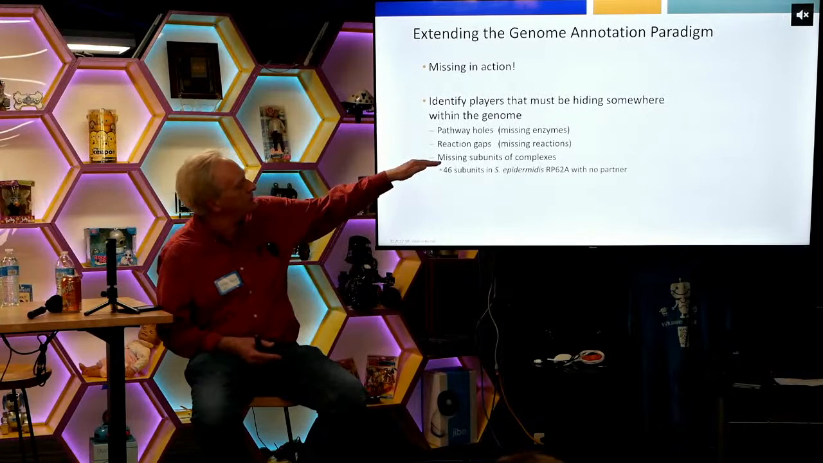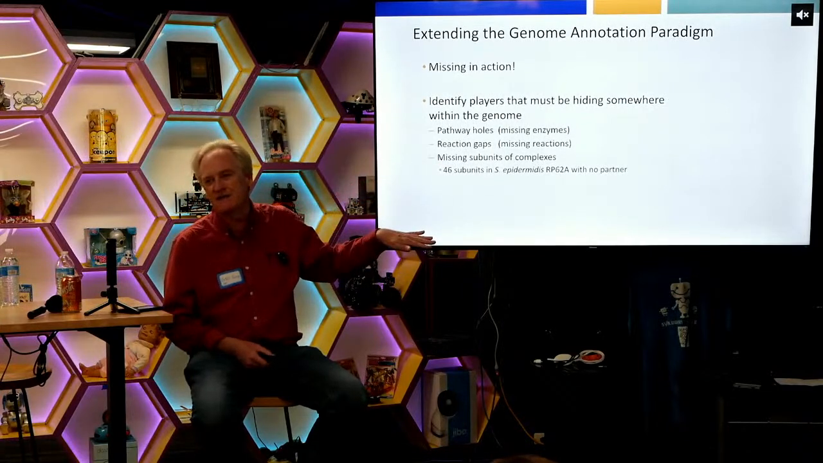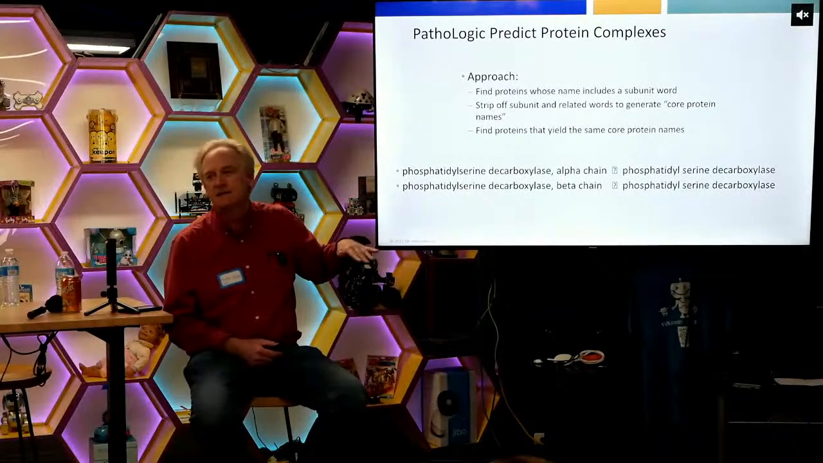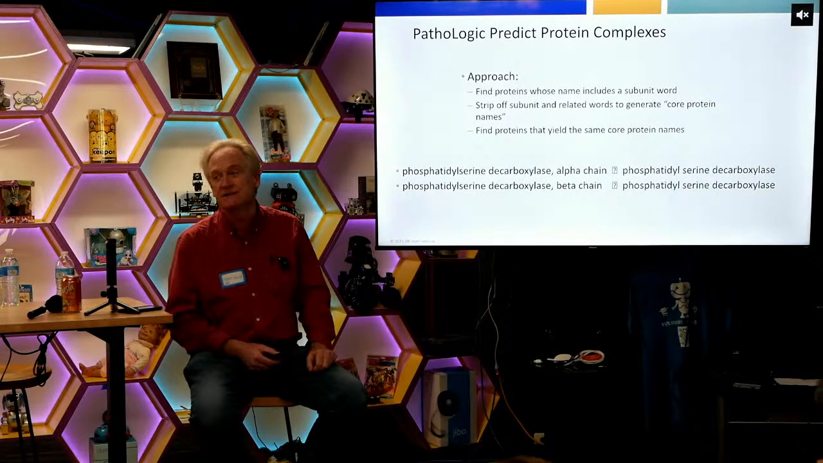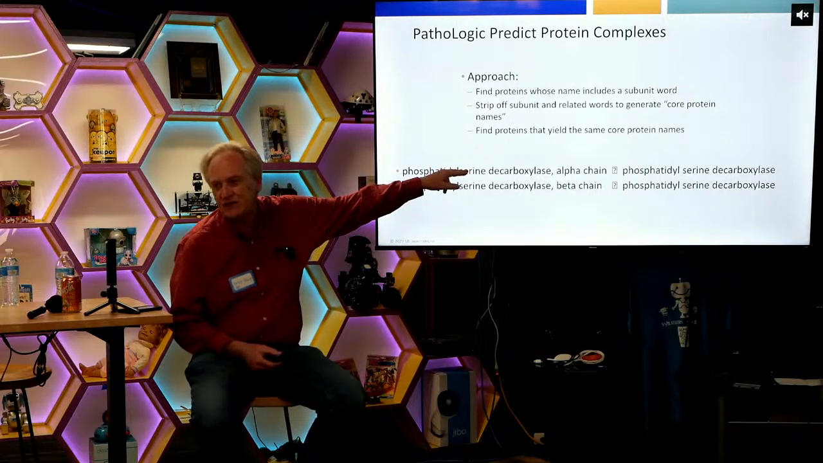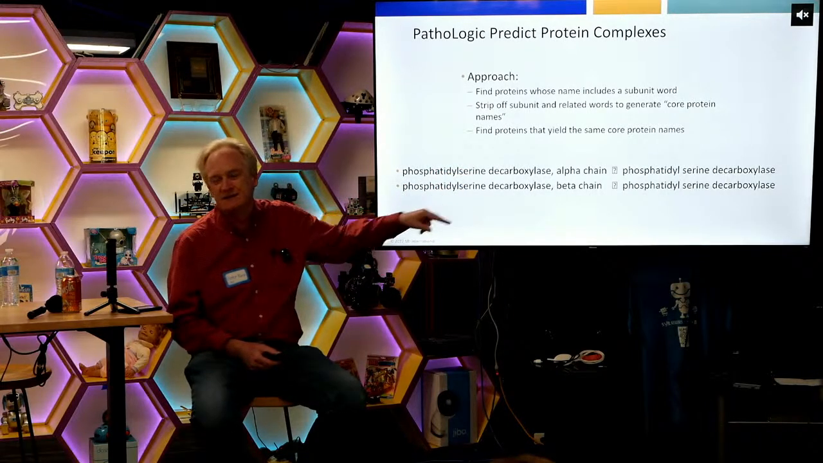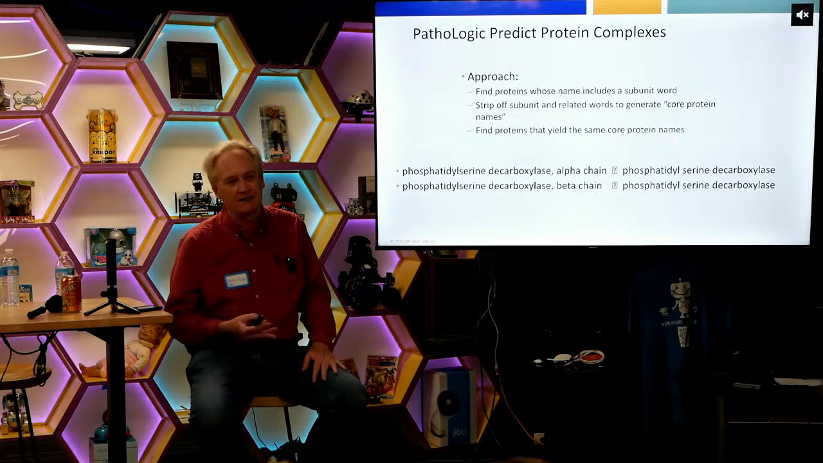And so a similar situation applies actually for the protein complex predictor, that when you run it, you often find pairs of proteins or triplets or quadruplets that have the same core protein name, but you also find singletons, right? You might just find the alpha chain and no beta chain. And so that's another kind of missing in action protein, that probably that beta chain is hiding somewhere in the genome and you haven't found it yet.